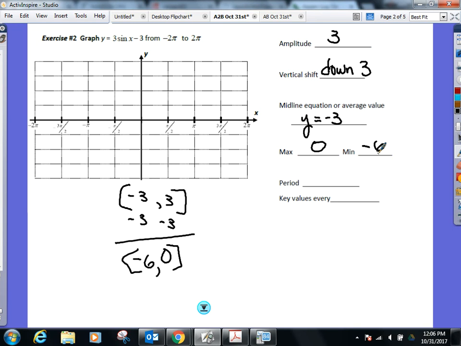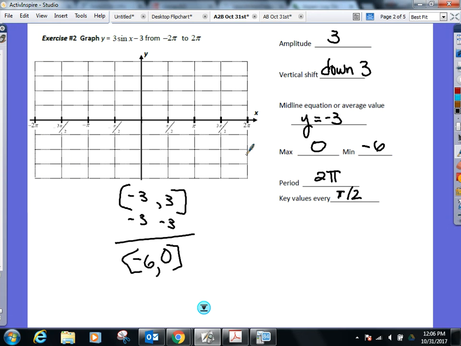And I'll do this part here, the period. How long is it still going to take? It's still going to take how many units horizontally? 2 pi. That's not going to change today. Now I'm going to start introducing key values. From 0 to pi over 2, that's not 1 unit, it's pi over 2. I'll explain that more tomorrow. Basically, every key value, every time you're going to put a point, it's going to be at every pi over 2. You're going to put a special point.